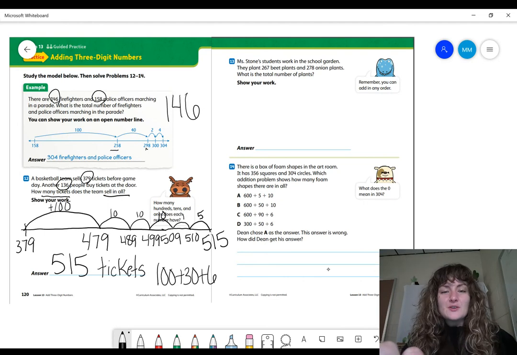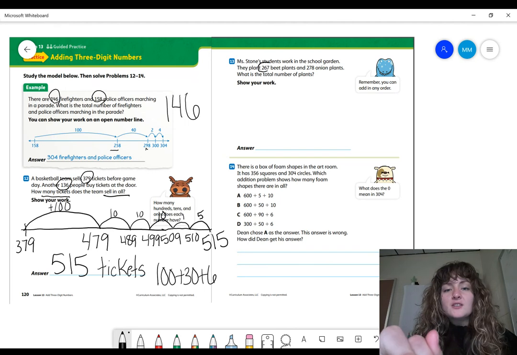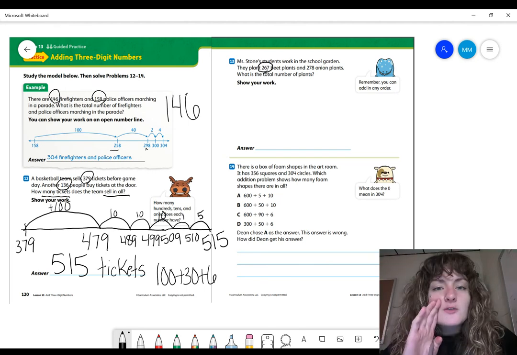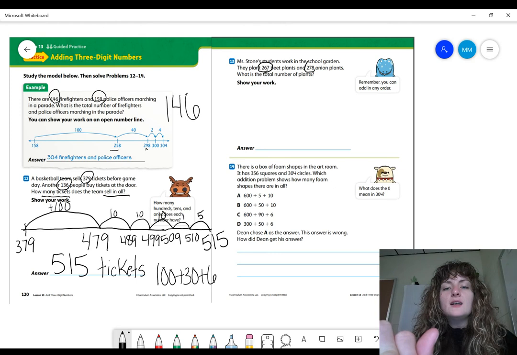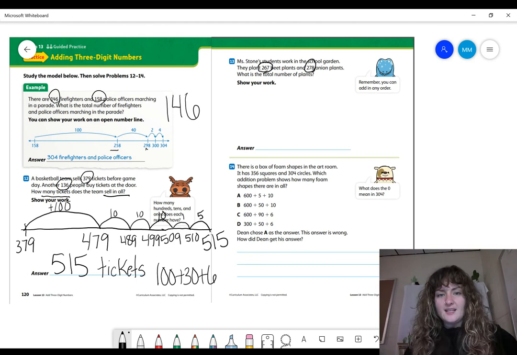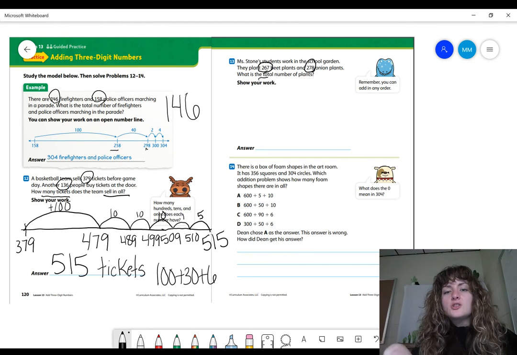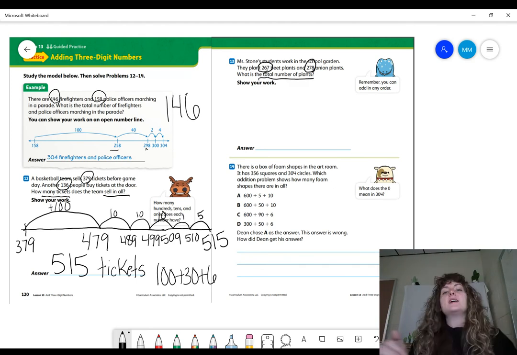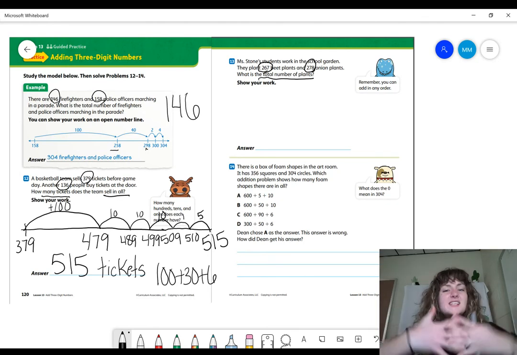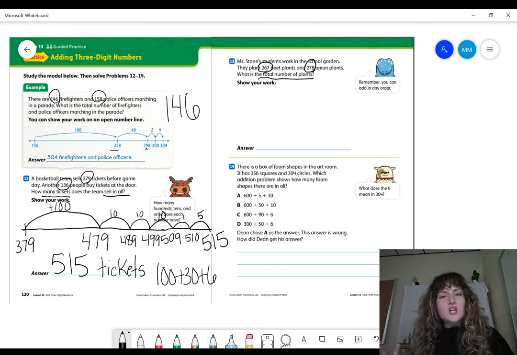Miss Stone's students work in the school garden. They plant 267 beet plants. Make sure you circled that. And 278 onion plants. What is the total number of plants? So if we're finding the total number all together, are we adding or subtracting? We are adding. So we are practicing using an open number line for this lesson.